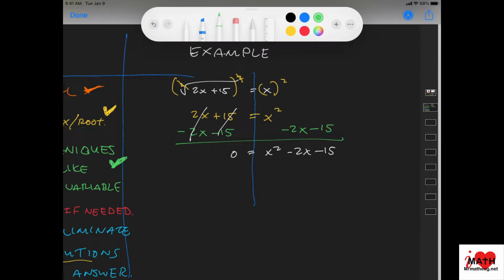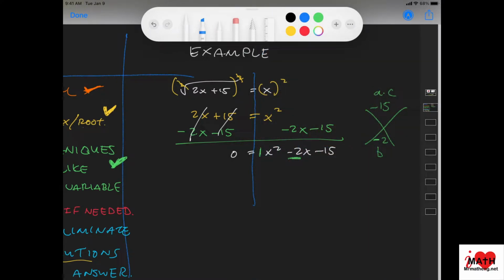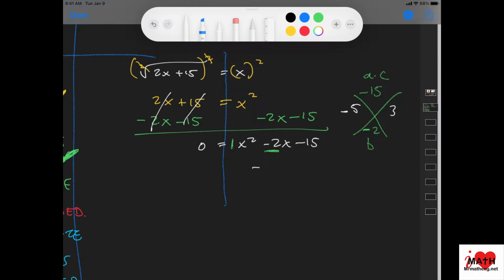Here I'm going to see if I can factor. My a is 1, so a times c would be negative 15. My b value is negative 2. The two numbers that multiply to be 15 are 5 and 3. One of those has to be negative, so negative 5 times 3 gives me negative 15, and negative 5 plus 3 gives me negative 2. So that gives me negative 5 and a positive 3.